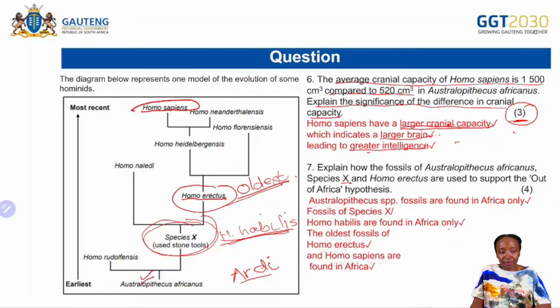I think we have come then to the end of today's session. So I just want to correct again on the out of Africa hypothesis: remember it's the three that were only found in Africa, Australopithecus, Ardipithecus, and Homo habilis. Those were only found in Africa. And then the oldest, it is the Homo erectus and the Homo sapiens.